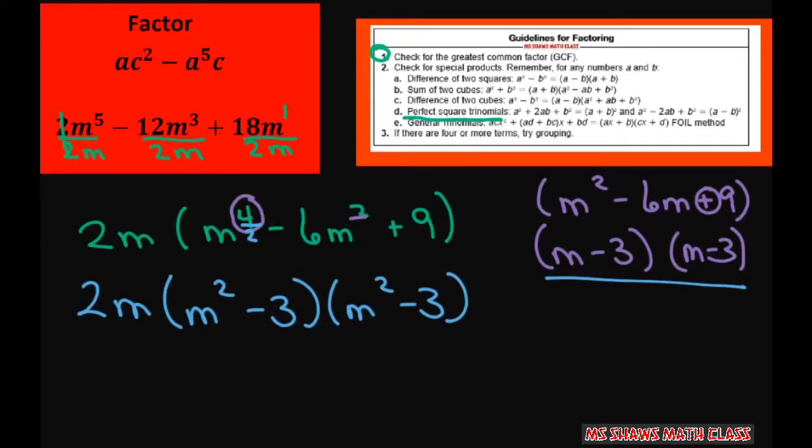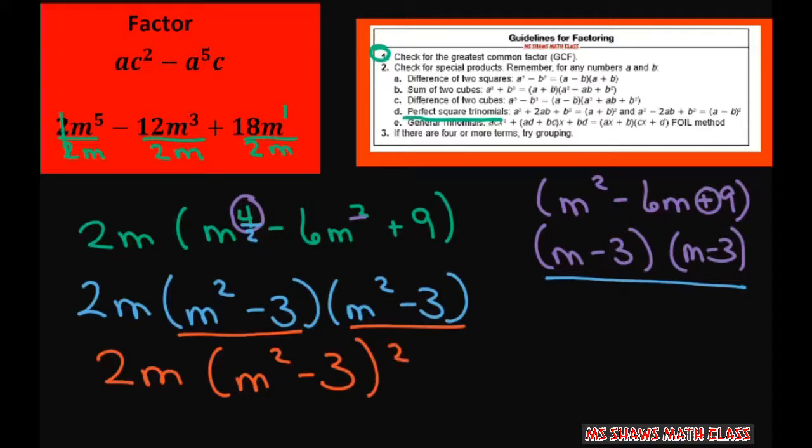And then, of course, if you put it together, this would be 2m. Since these are the same, you're going to write this as m squared minus 3 squared. So anytime you have an even number like this, you treat it just like you would a perfect square trinomial, but just divide by 2 and put the 2 here. All right? And that's it.